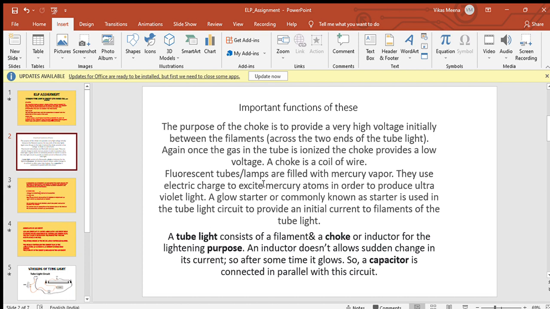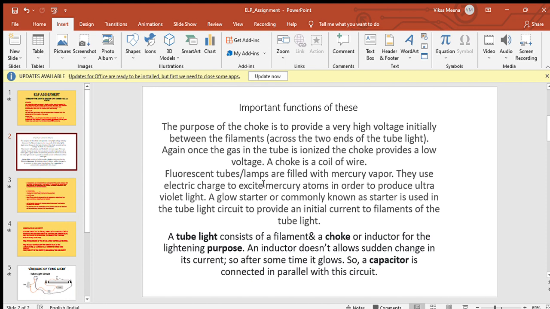Now the important functions of these. The main important function of a starter is that it generates a pulsed high voltage spike that initiates an ionized path through the tube. So it ionizes the gases, and therefore after that it completes the circuit.